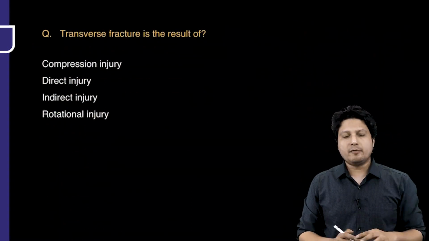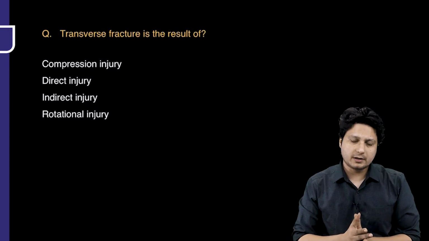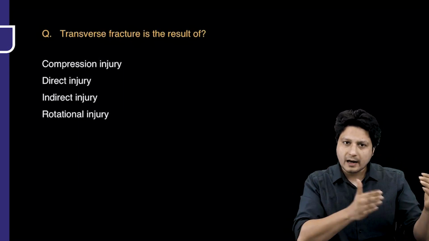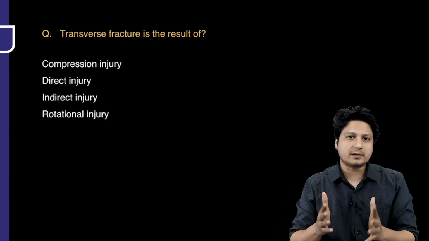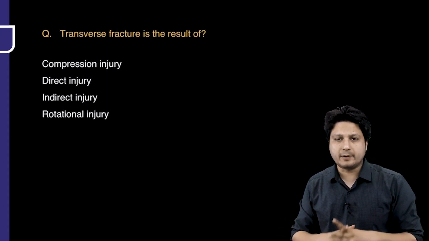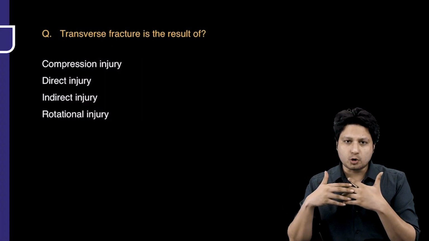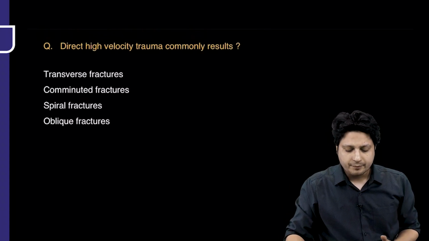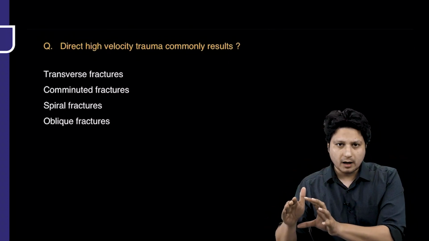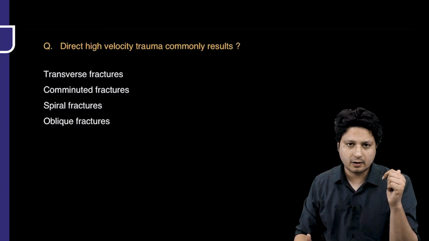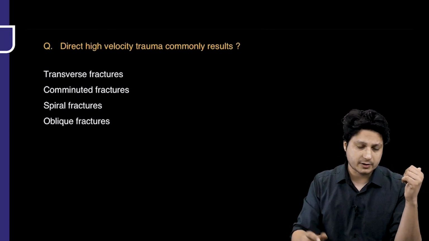Next. Now, before we talk about the pattern of the fracture, let's have a discussion on the sample questions. The questions which have already been asked in your examination, like transverse fracture is the result of, and they are asking about the mechanism of injury. Is it because of compression injury, the direct trauma, indirect trauma, or a rotational injury to the bone? Similarly, if a bone is subjected to a high velocity trauma, then what will it result in? All right. So this is what the questions related to the patterns are.